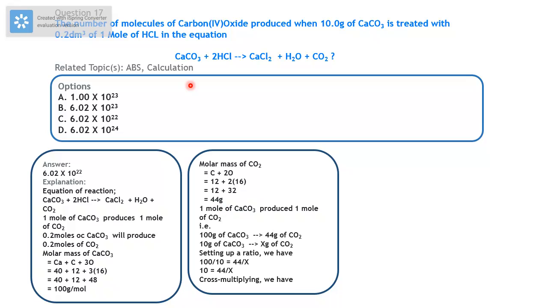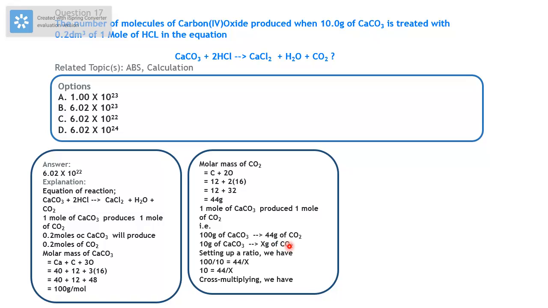Now we said 1 mole of calcium carbonate produces 1 mole of carbon dioxide. That means 1 mole of calcium carbonate is 100 grams, and 1 mole of carbon dioxide is 44 grams. That's what we calculated. So if 100 grams of calcium carbonate produce 44 grams of carbon dioxide, then 10 grams of this will produce what amount of this?